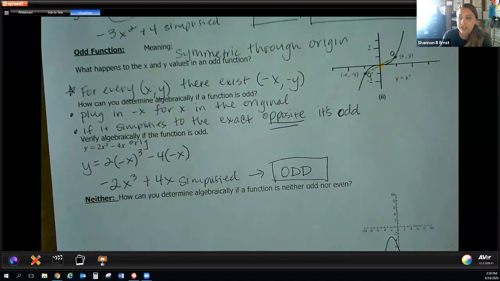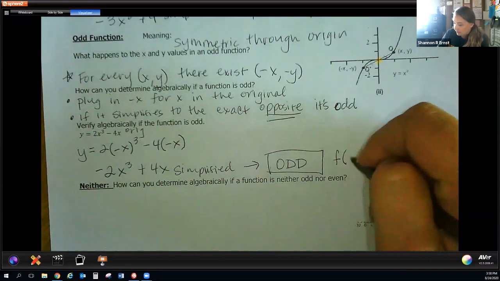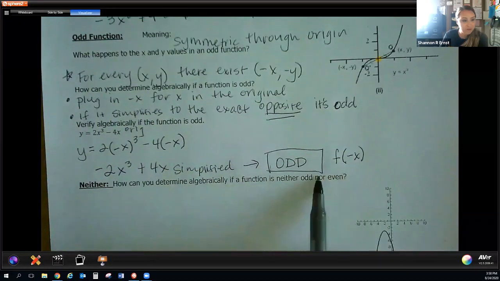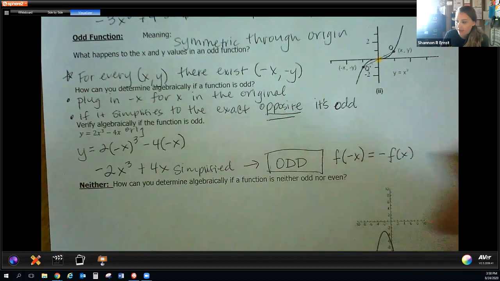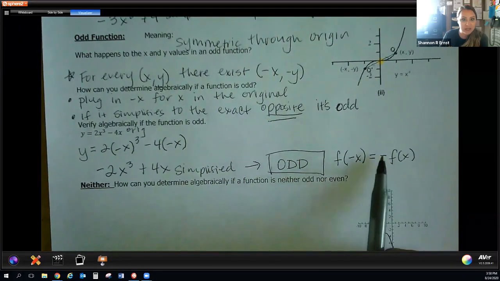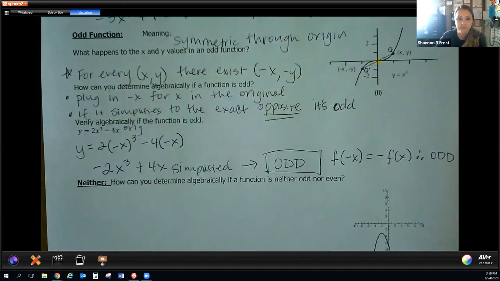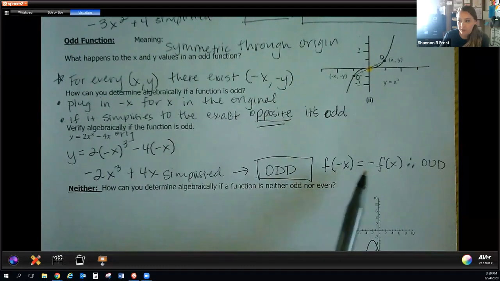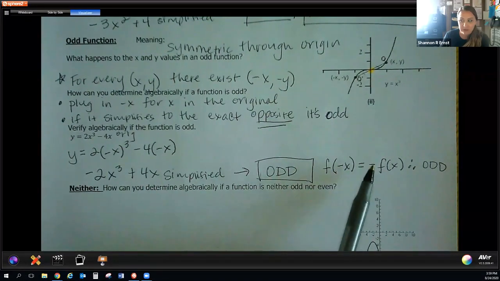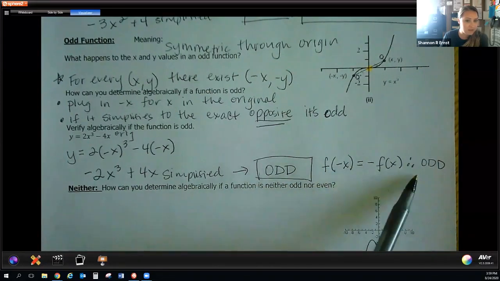So in function notation, the way we would write this is if plugging in negative x, so f of negative x, is equal to the exact opposite of f of x, so we would write that as minus f of x, then, or therefore, it's odd. So if plugging in negative x to the original results in f of x being completely opposite, or minus f of x, it's odd.